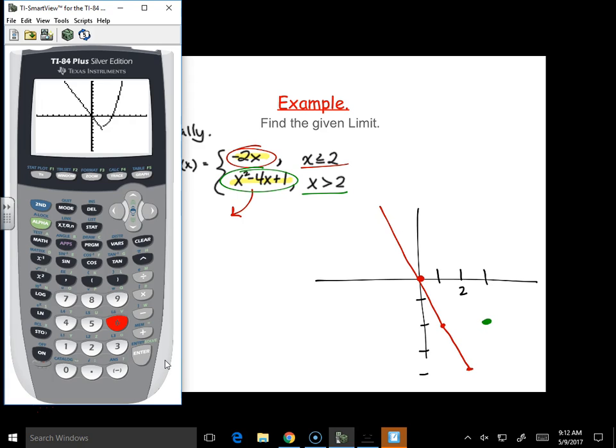I have that. If I do plug in 4: 4 minus 8, negative 4, negative 4 plus 1, negative 3. I'm going to put a hole there. Long story short, I'm going to have a swoopy swoop for my parabola.